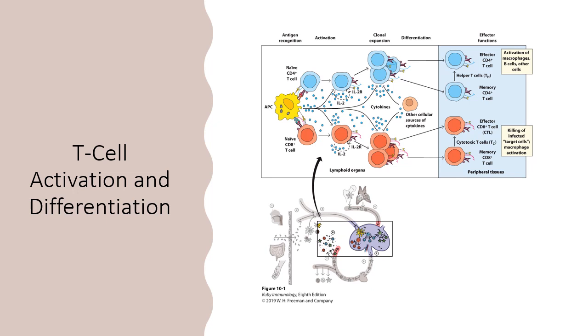At the same time, this antigen-presenting cell is going to start secreting a bunch of interleukin-2, IL-2, which is required for T cell activation. It is absolutely necessary that you have interleukin-2 present or you don't get full T cell activation. Once these cells get activated, they go through several rounds of mitosis and clonal expansion. And then they differentiate into effector T cells and memory T cells, both CD4 types and CD8 types.